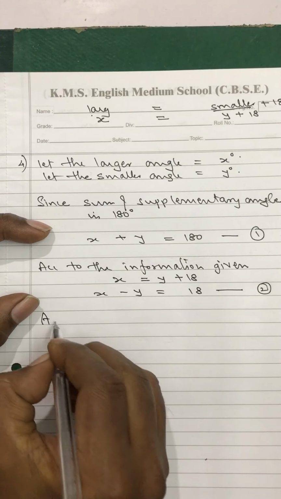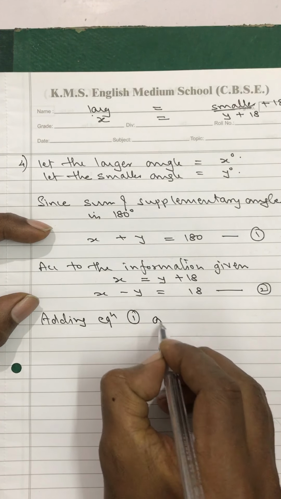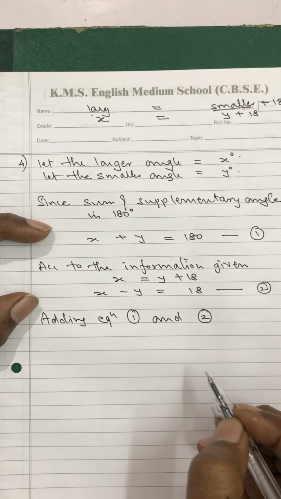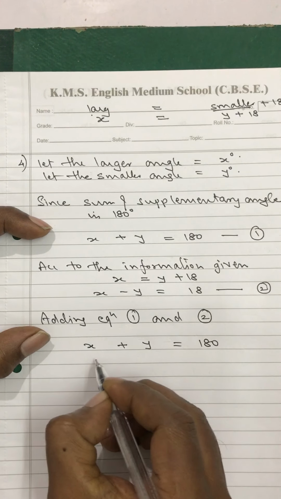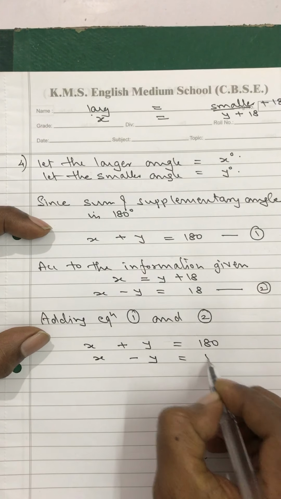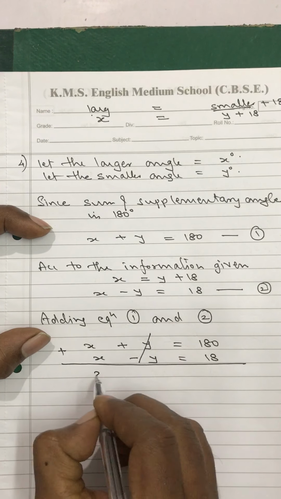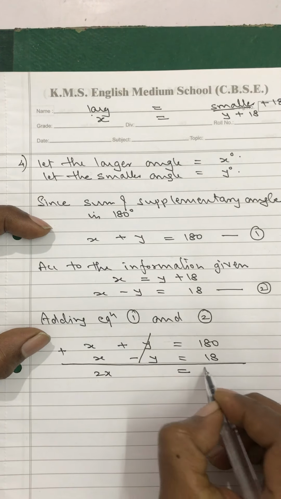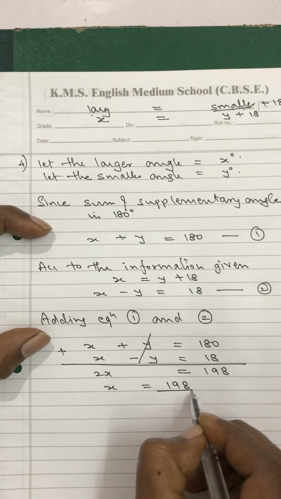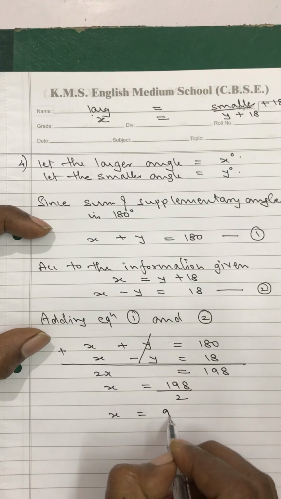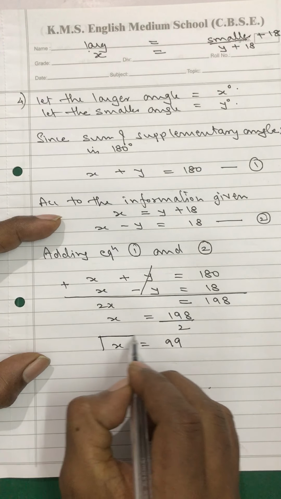Now again you will straight say adding equations 1 and 2. You will get x plus y is equal to 180 and x minus y is equal to 18. You are going to add the two equations. 2x is equal to 198. x is equal to 198 upon 2. 2 nines are 18. So x is equal to 99 you will get.